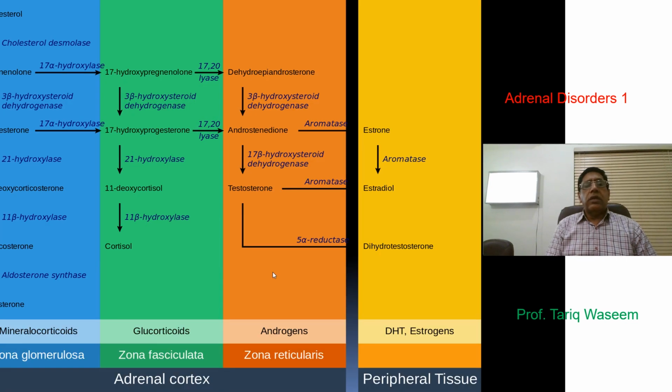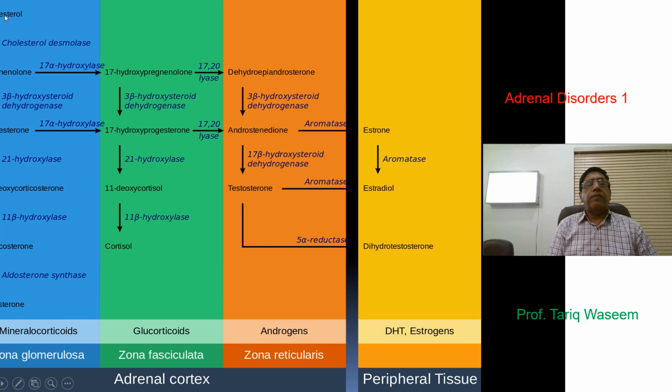This is, in a nutshell, how these various hormones are produced by the various layers. So there are three zones: glomerulosa, fasciculata, reticularis, and then there is a central portion. Now the main substrate for the production of these hormones is cholesterol. So cholesterol does not have only bad things to do; it has a very important function to perform in the body.